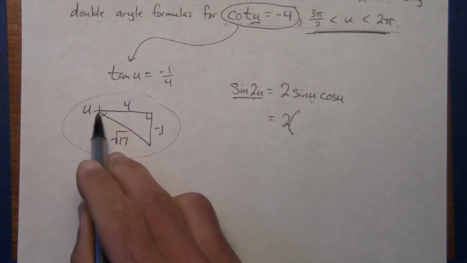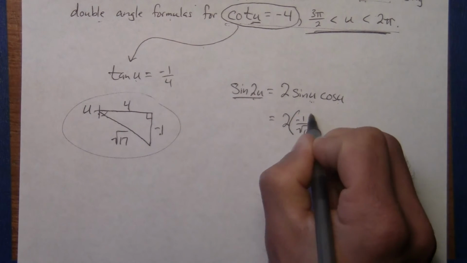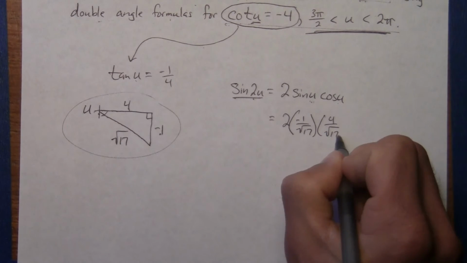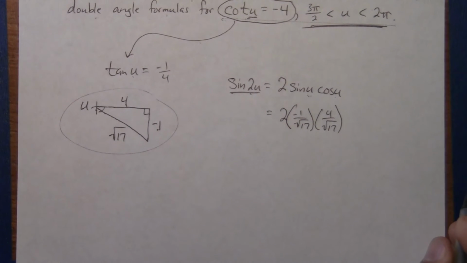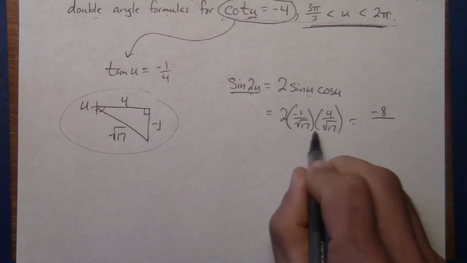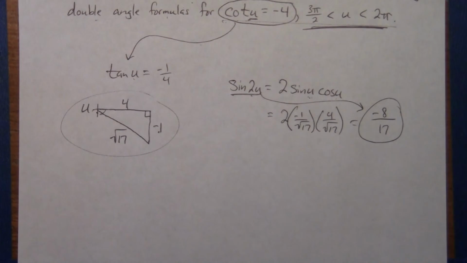What's the sine of u? Sine of u is negative 1 over square root of 17. Cosine of u is 4 over the square root of 17. And you can probably see why I didn't rationalize those things. Multiplying this all out, it looks like I'm going to have negative 8 in the numerator, 17 in the denominator. There is what the sine of 2u is.